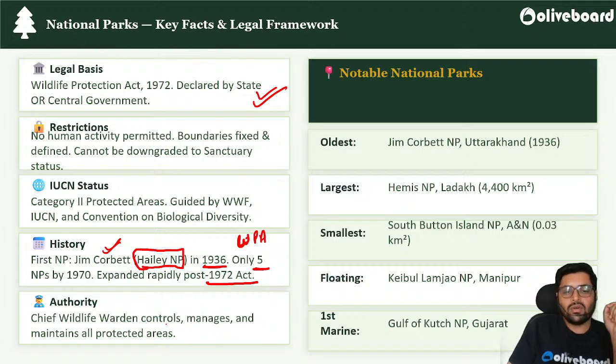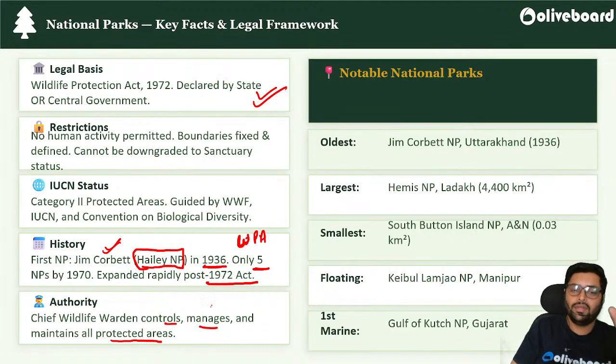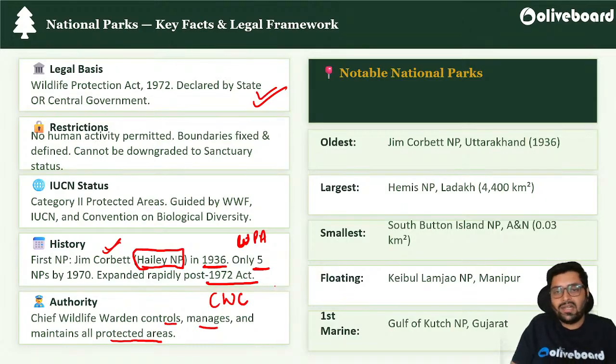Chief Wildlife Warden controls, manages, and maintains all protected areas. Who is this? Chief Wildlife Warden. It is just like a district magistrate is the head of a district. The Chief Wildlife Warden is the head of a particular wildlife area. Okay, easy. We already saw oldest.